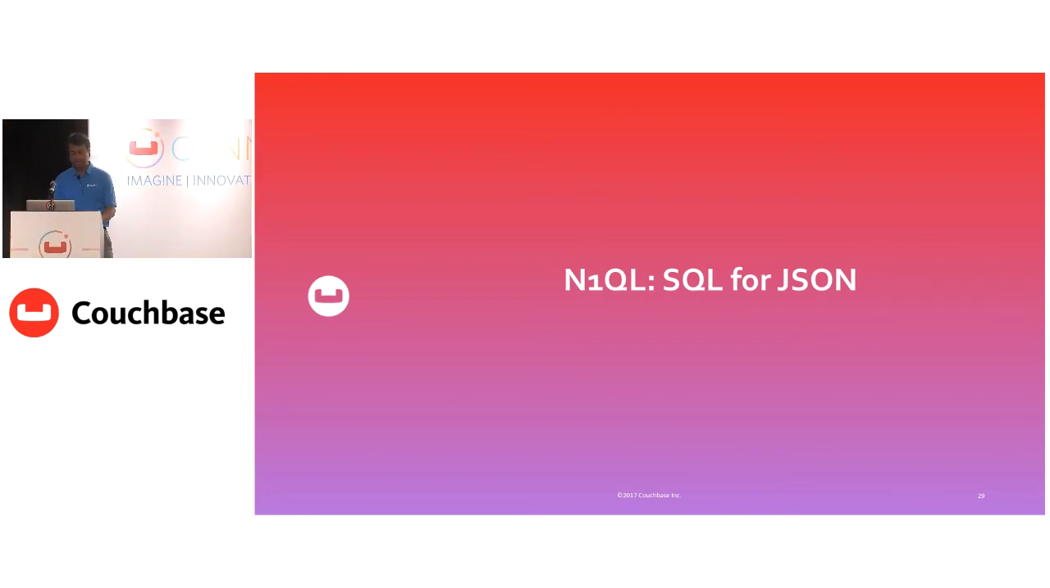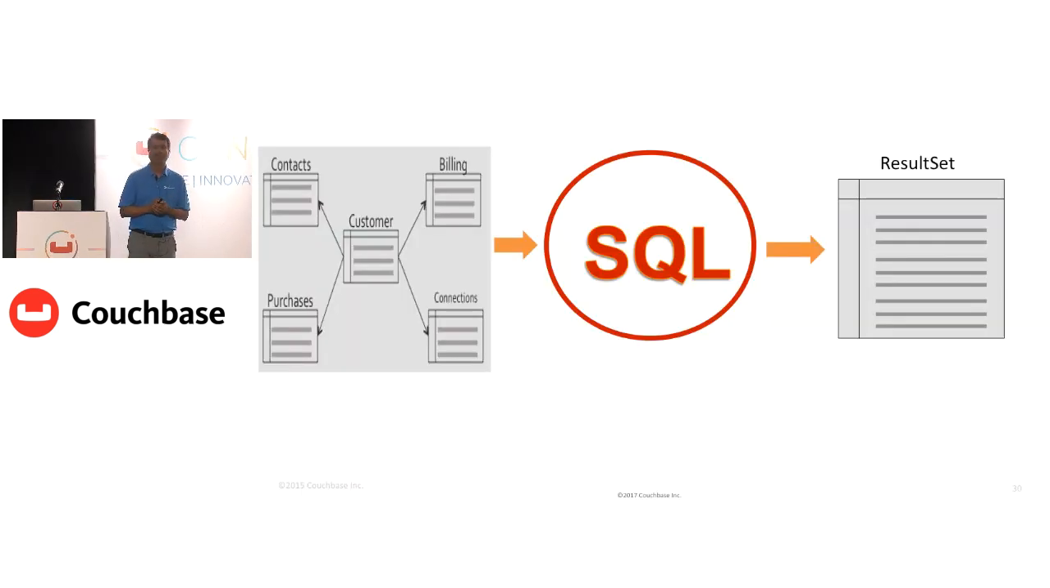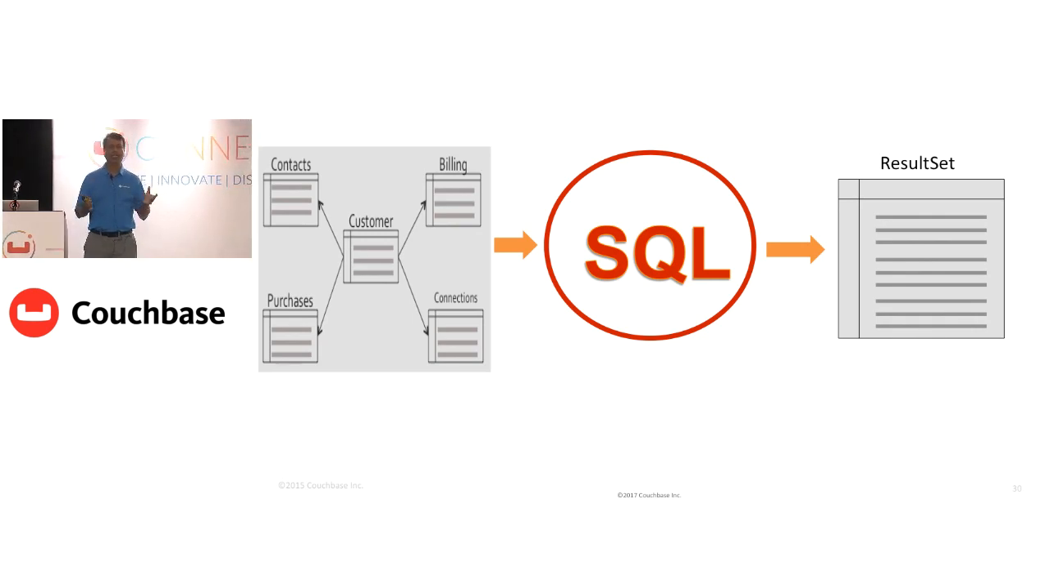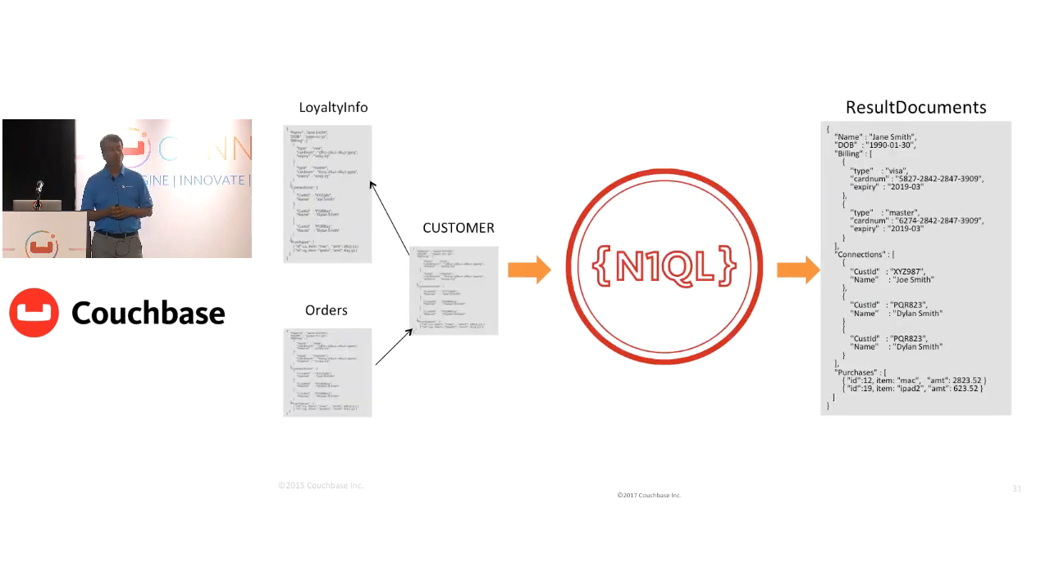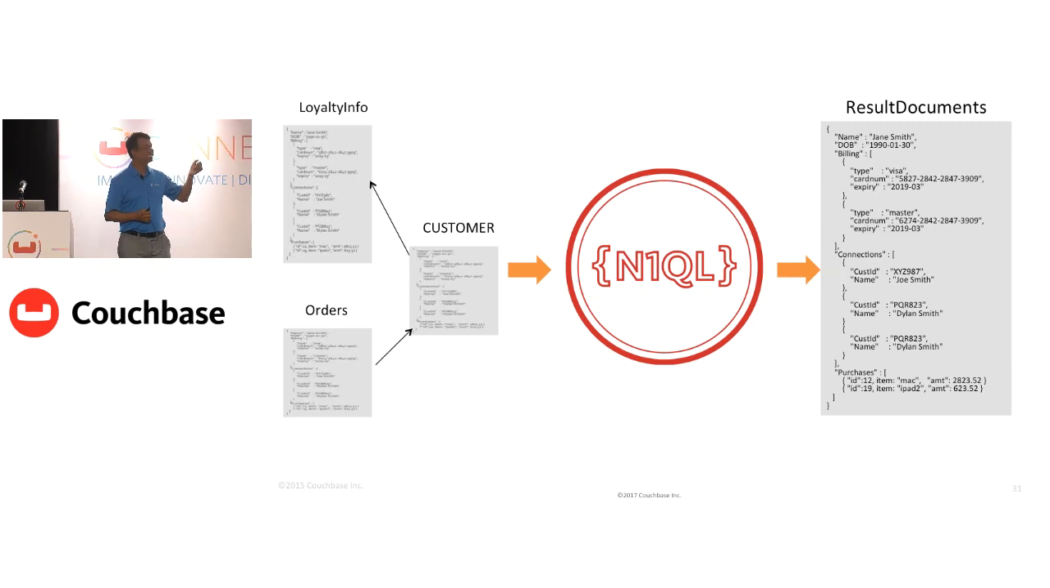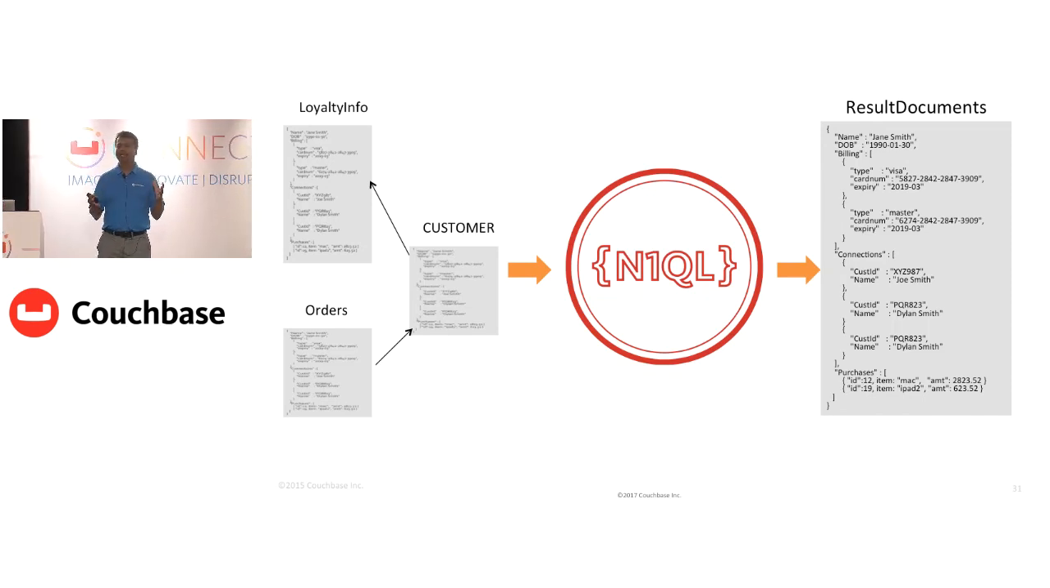So, what is Nickel? As Kevin said earlier, SQL is a declarative query language. SQL engines take sets of relations as input and give you the result set as a relation. It's a relational data processing engine. Nickel takes sets of JSON as input, processes it depending on your query, and gives you back a set of JSON as a result. It's JSON in, JSON out.